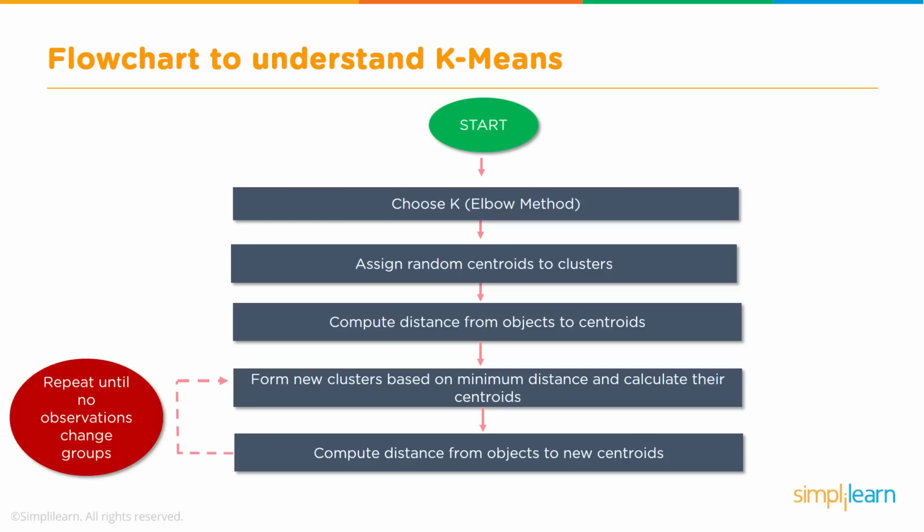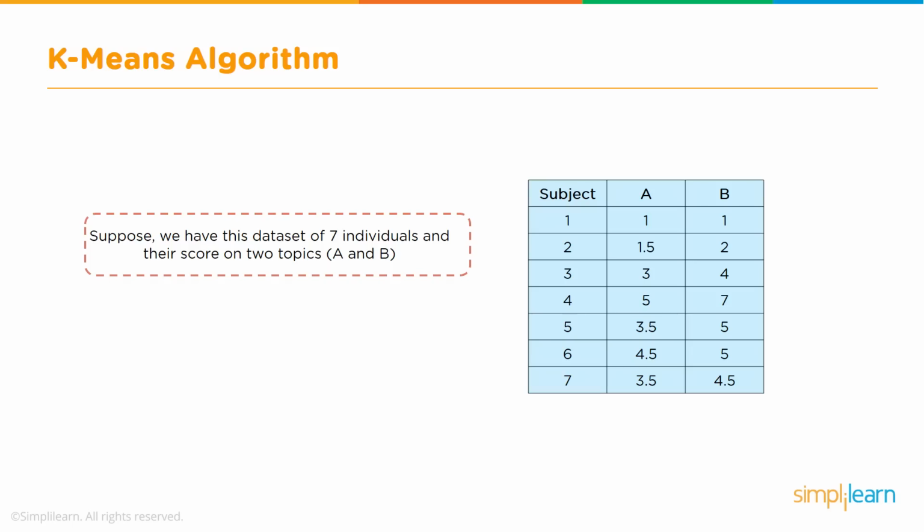We calculate the distances. So as we're doing it, it brings in the new centroid, and then we move the centroid around and we figure out which objects are closest to each centroid. So the objects can switch from one centroid to the other as the centroids are moved around. And we continue that until it is converged. Let's see an example of this. Suppose we have this data set of 7 individuals and their score on two topics, A and B. So here's our subject, in this case referring to the person taking the test.